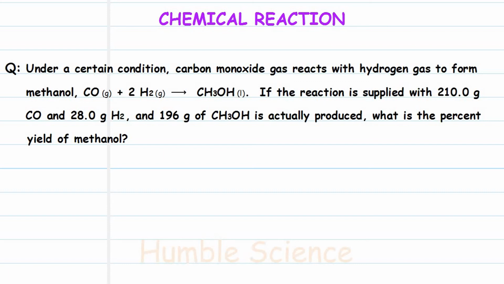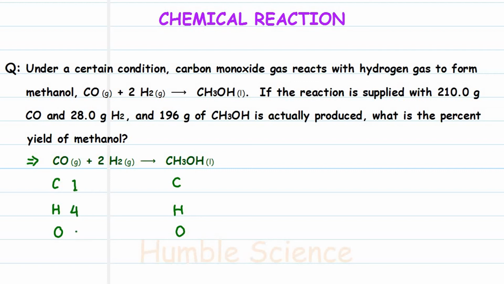Since we are dealing with a chemical reaction, first we have to make sure that the chemical equation is balanced. On the left hand side we have carbon, hydrogen, and oxygen. And on the right hand side we also have carbon, hydrogen, and oxygen. On the left hand side, total carbon is 1, hydrogen is 4, oxygen is 1. On the right hand side, carbon is 1, hydrogen is 4, and oxygen is 1. Everything matches, so this is balanced.